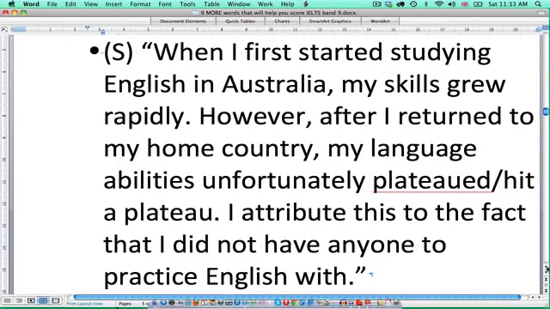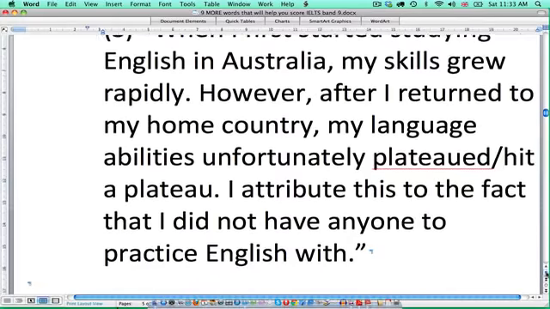Okay, so all you're saying here is that there was a period of time during your studies in the past where the progression that you were making with the English language sort of lagged. It stopped. It didn't go one way or the other. It just stayed the same. And plateau is a perfect word to use to describe this sort of situation.